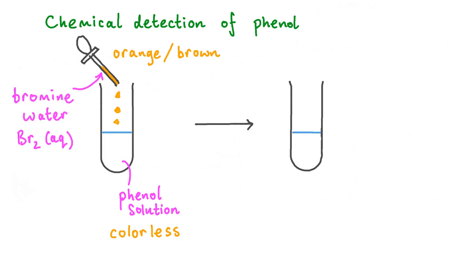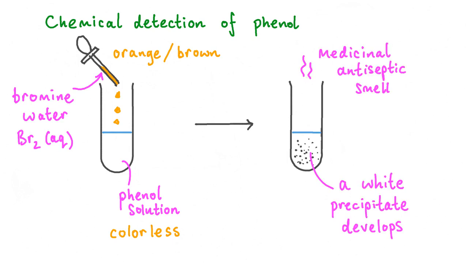An alternative test is to add a few drops of bromine water to a solution of phenol. Bromine water has a distinct orange to brown colour. When bromine water is shaken gently with a solution of phenol, a white precipitate develops. The white precipitate causes a medicinal or antiseptic smell. The white precipitate contains 2,4,6-tribromophenol. Notice that in this reaction, the orange to brown bromine water will be decolorized.